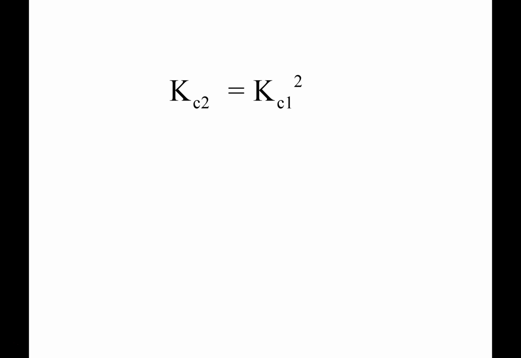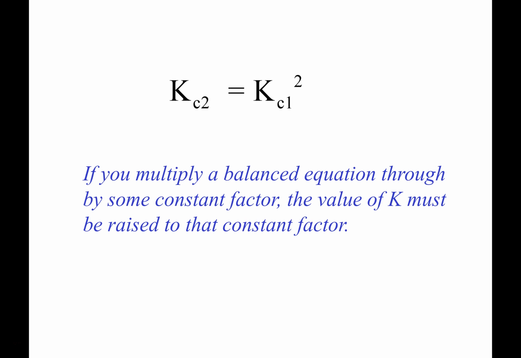The second one that I got, multiplying through by a factor of 2, actually is your first equilibrium constant raised to the 2nd power, squared. So that's kind of nice. So here's the rule for manipulating. If you multiply through by some constant factor, then your new Kc will be your old Kc raised to that power. Makes sense.